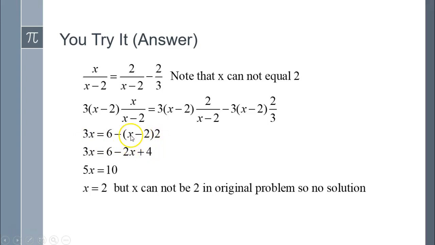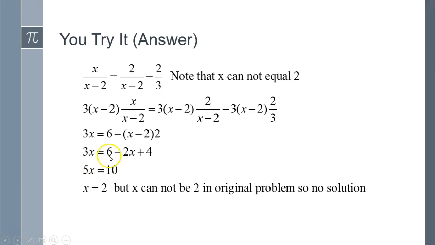I distribute the 2. The negative in front will have the effect of changing the sign. So the x was positive. When I multiply it by the 2 and take the parentheses away, its sign changes to negative 2x. I was subtracting 2, so that sign is going to change to addition because of this negative. 2 times 2 is 4, but because of this negative, it becomes addition. I could have written the 2 in the front and then distributed it if I saw that easier.